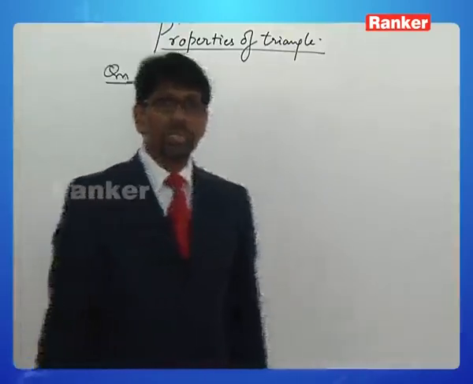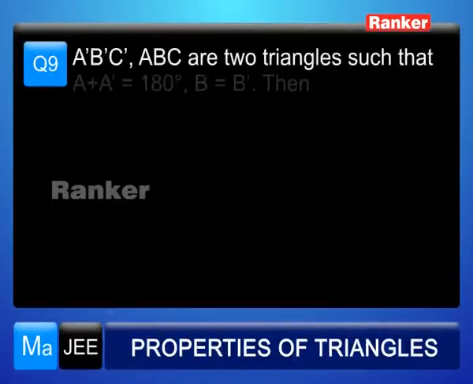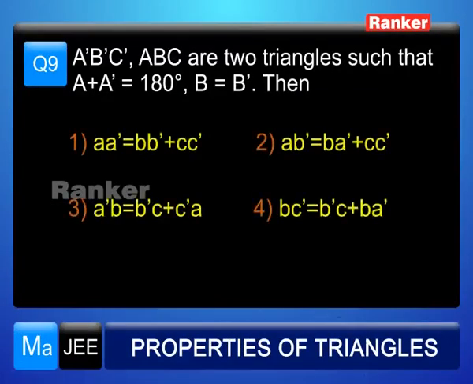Let's move to the next question, question number 9. A dash, B dash, C dash, comma ABC are two triangles such that A plus A dash is equal to 180 and B is equal to B dash. Then first option, A dash is equal to B dash plus C dash. Second option, AB dash is equal to BA dash plus CC dash. Third option, A dash B is equal to B dash C plus C dash A. Fourth option, BC dash is equal to B dash C plus BA dash.